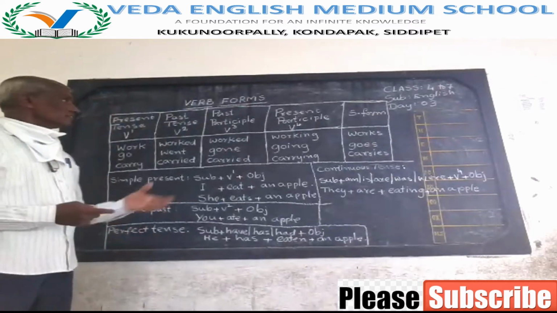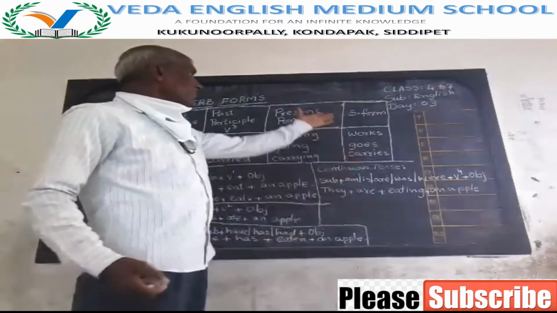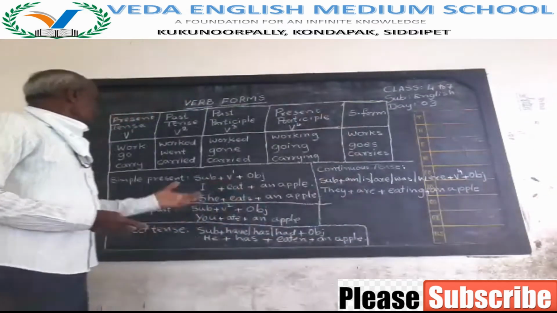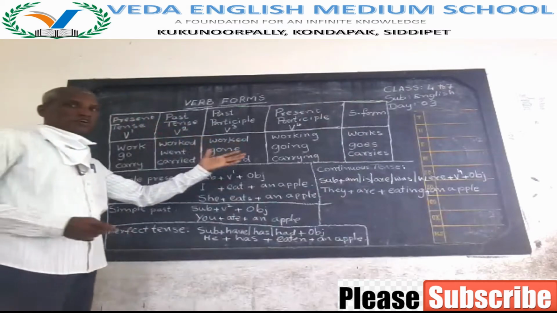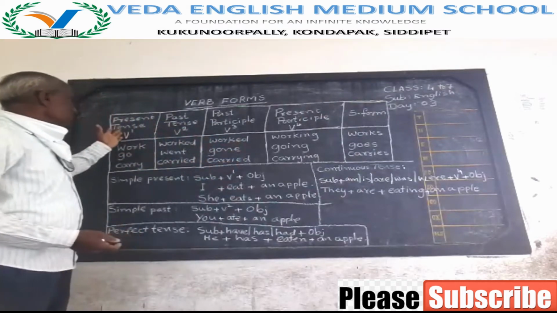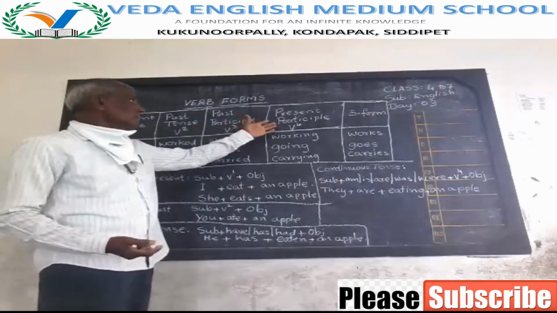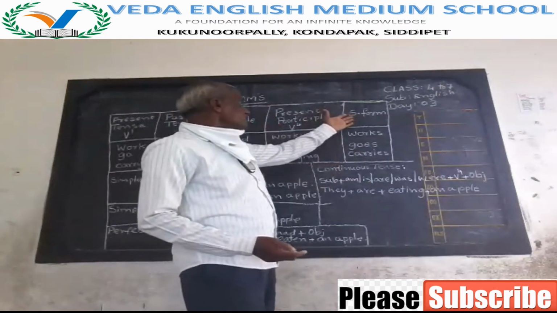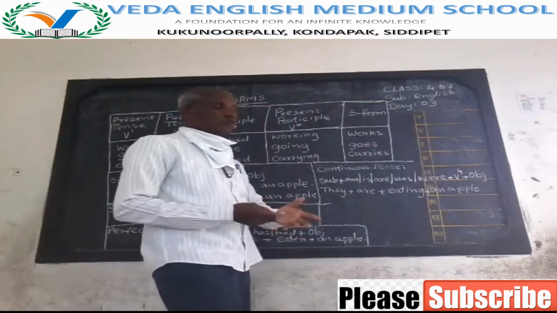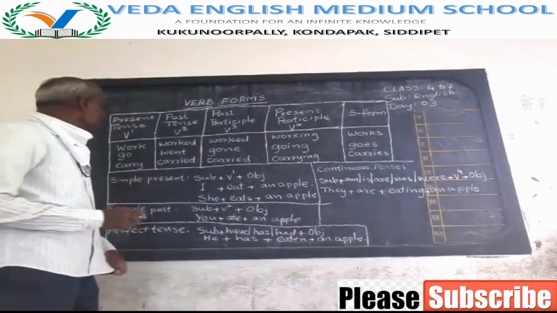Verb has actually 4 forms, but we also can say 5 forms. We have mainly 4 verb forms. They are present tense, past tense, past participle, and present participle. We also have S forms. Anyway, I'll tell you about all these forms.